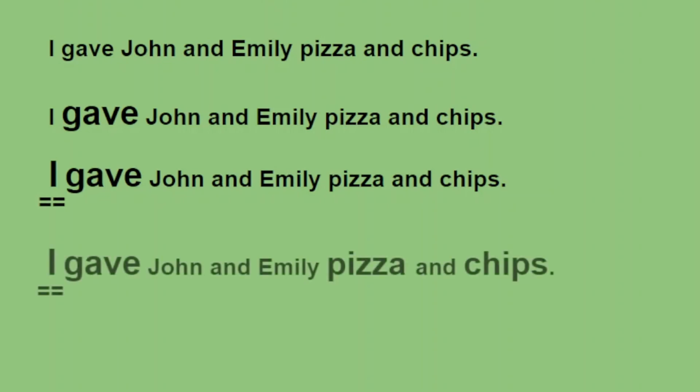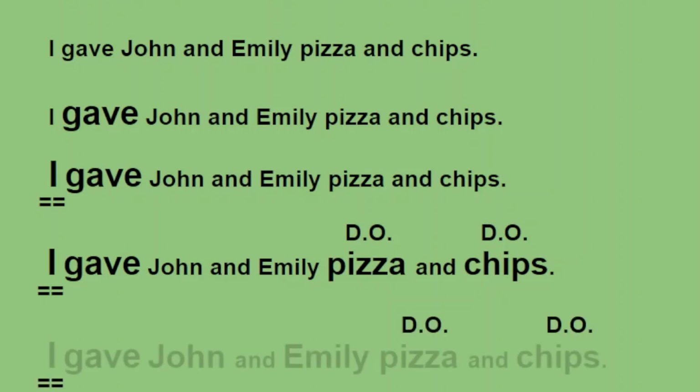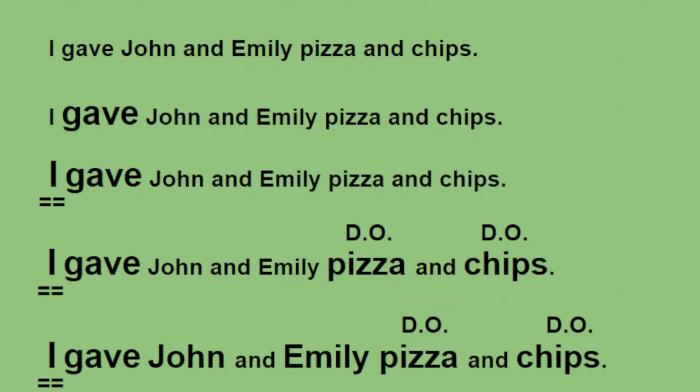I gave what? I gave pizza and chips. Those are our direct objects. I gave pizza and chips to or for whom? I gave them to John and Emily. That makes John and Emily our compound indirect objects.